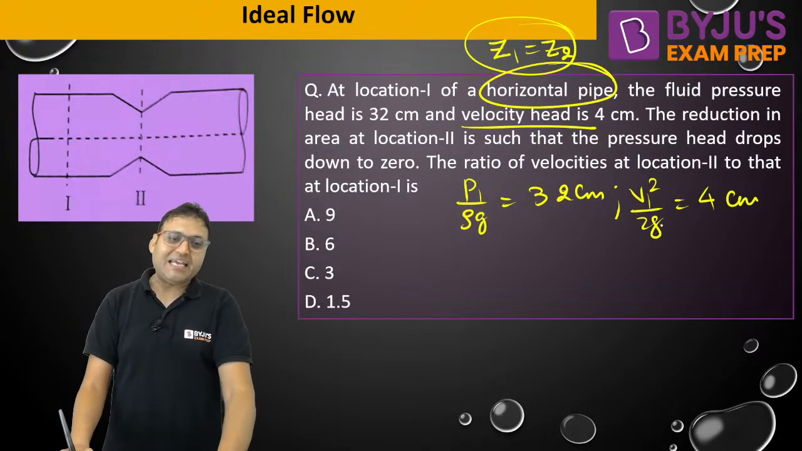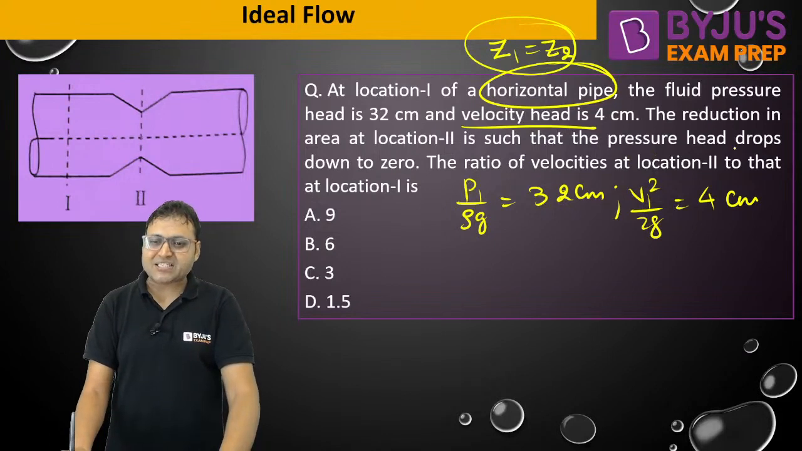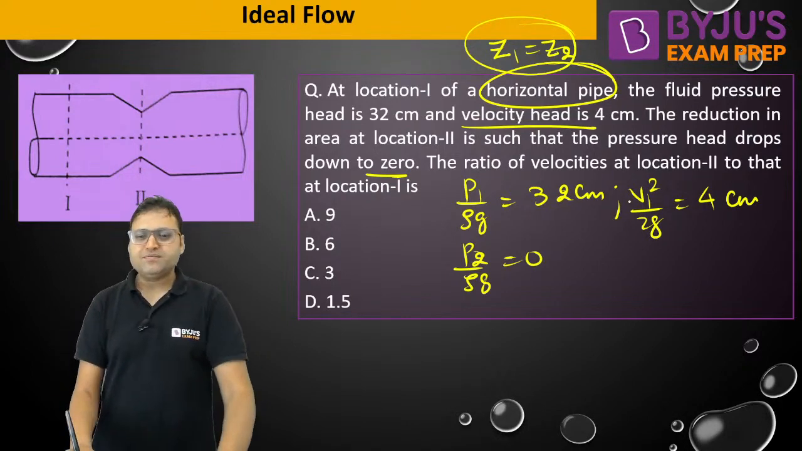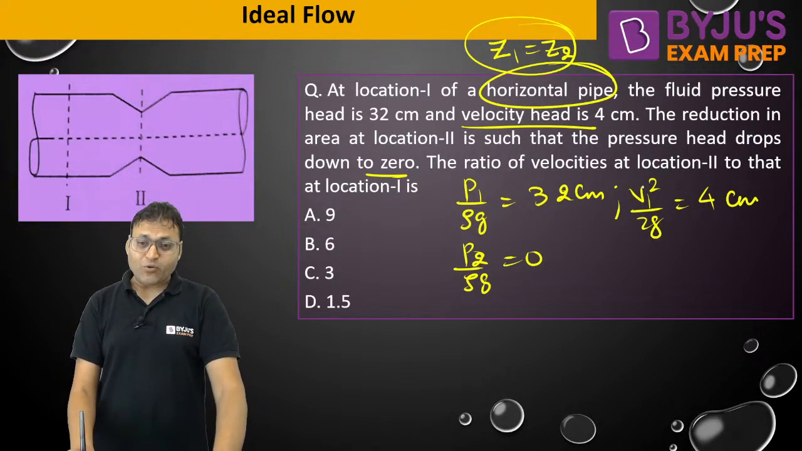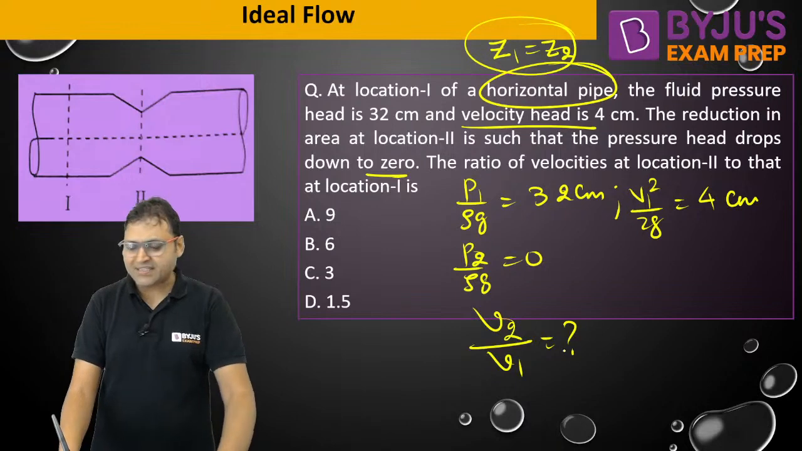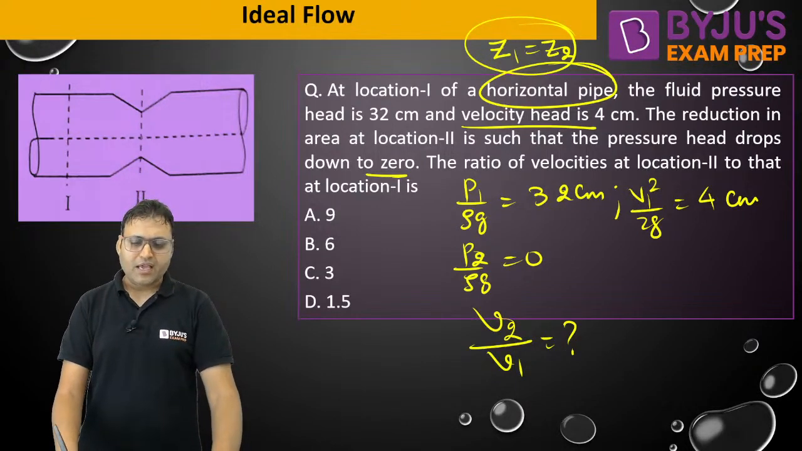The reduction in area is such that the pressure head drops down to 0. It means P2 by rho G becomes 0. Then the ratio of velocities at location 2 to that at location 1 is equal to what? What is the answer? Can you guys give it a try?